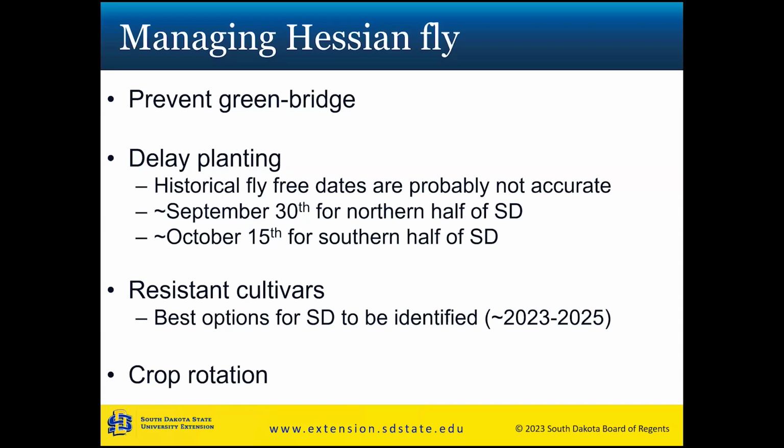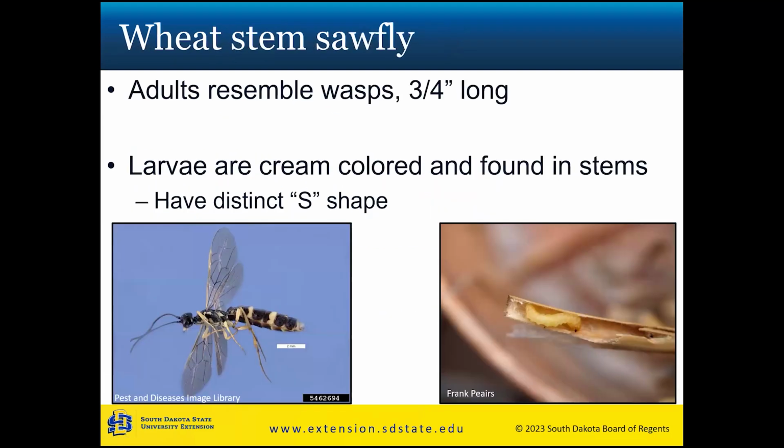And so we do have some options for resistant cultivars, but if you see here, for South Dakota they are still to be identified, so those are ongoing breeding efforts. And another thing is crop rotation to avoid them.